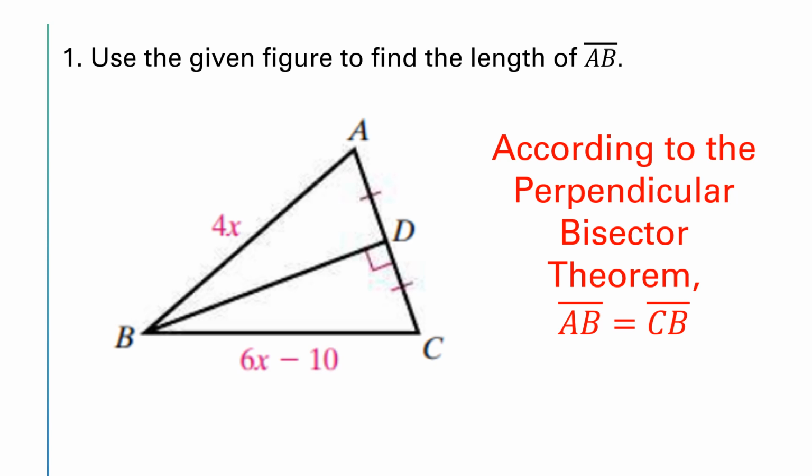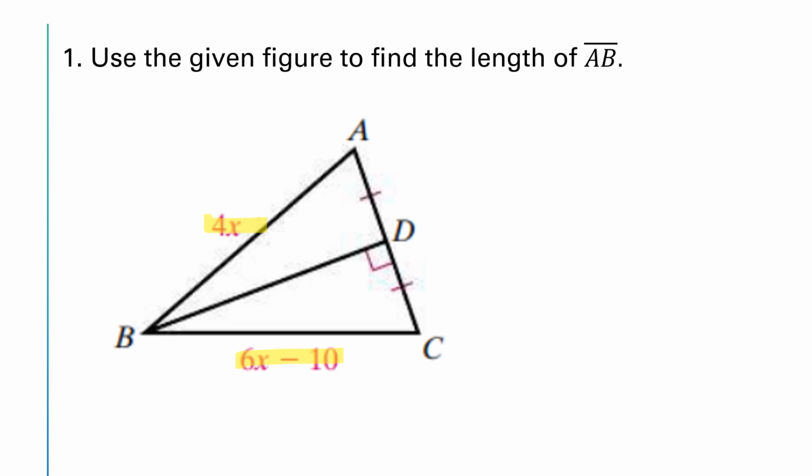That tells us that 4x is going to be equal to 6x minus 10. So let's set those two values equal to each other. We have 4x equals 6x minus 10. We're just going to solve for x here. We need to figure out what x is. X is not the answer because they asked us to find the length of the line segment AB. X is not the answer, but x is going to allow us to find the answer. So let's solve for x.